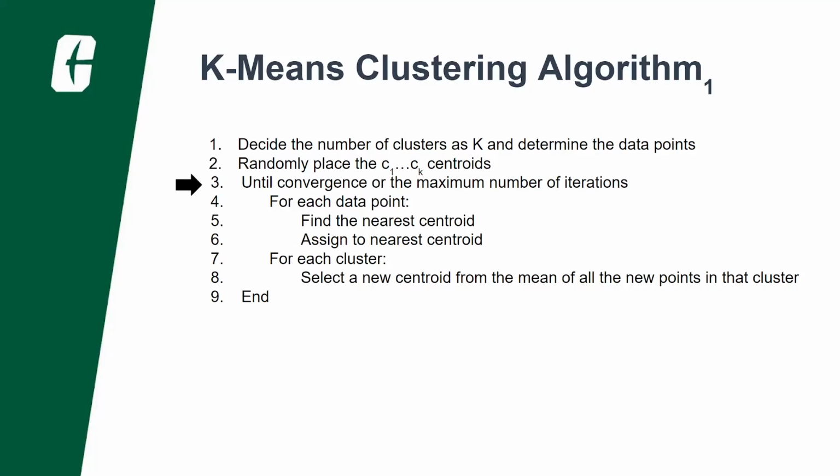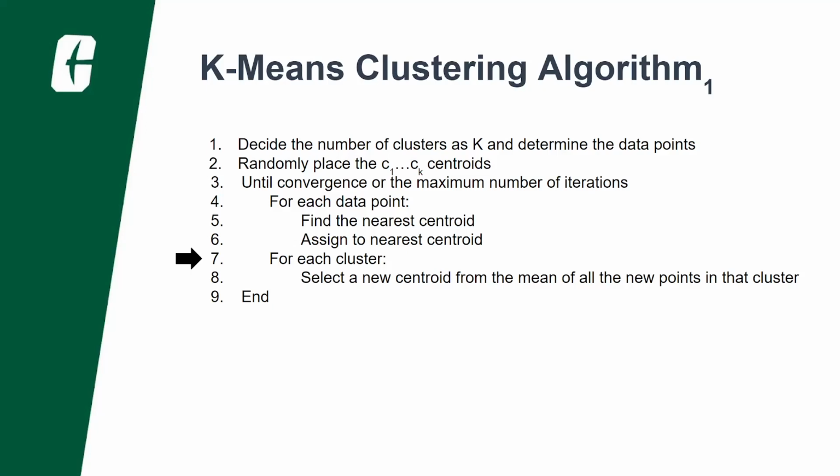So inside of this loop, for every single data point that you have, you're going to find the nearest centroid and assign it. And then for every cluster, you're going to select a new centroid from the mean of all the new points in that cluster.